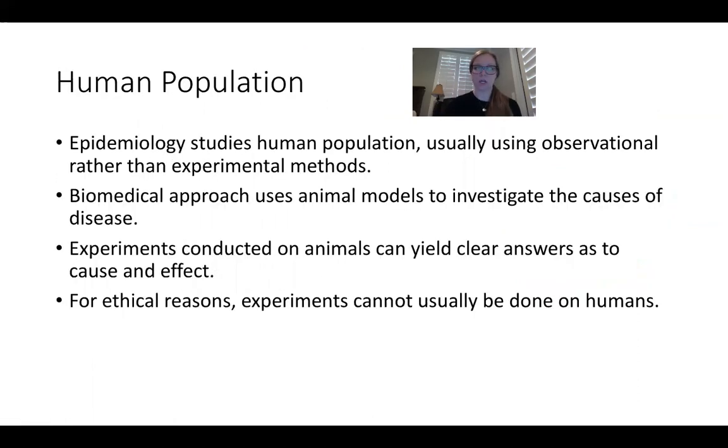Epidemiological studies use human populations, with observational rather than experimental methods. So that makes sense. They're observing, they're not experimenting. Biomedical approaches use animal models to investigate the causes of disease. This happens to make sure of safety and other things. Experiments conducted on animals can yield clear answers as to cause and effect. For ethical reasons, experiments cannot be done on humans because it's been done in the past, and it's immoral, just not right.